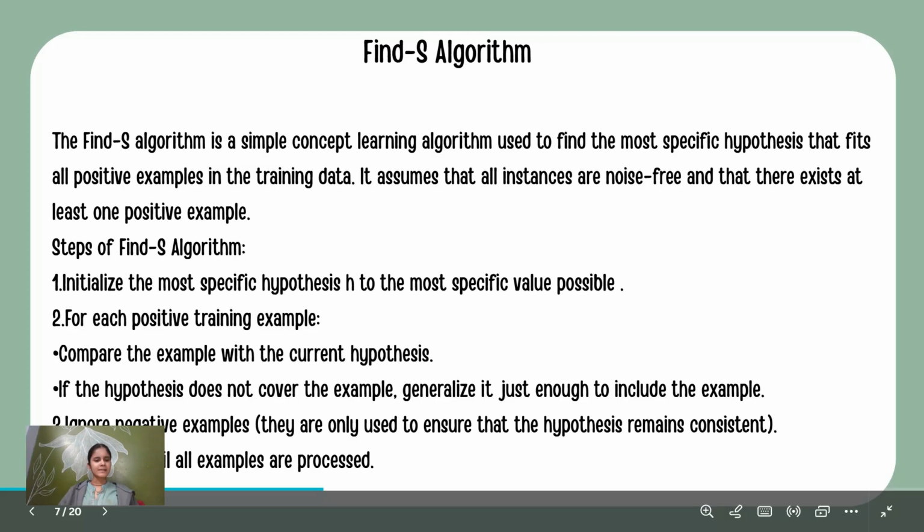Steps of the Find-S algorithm. Step number 1, initialize the hypothesis to the most specific value possible. Step number 2, for each positive training example, compare the example with the current hypothesis. If the hypothesis does not cover the example, generalize it just enough to include the example. Step number 3, ignore negative examples. They are only used to ensure that hypotheses remain consistent. Step number 4, continue until all examples are processed.